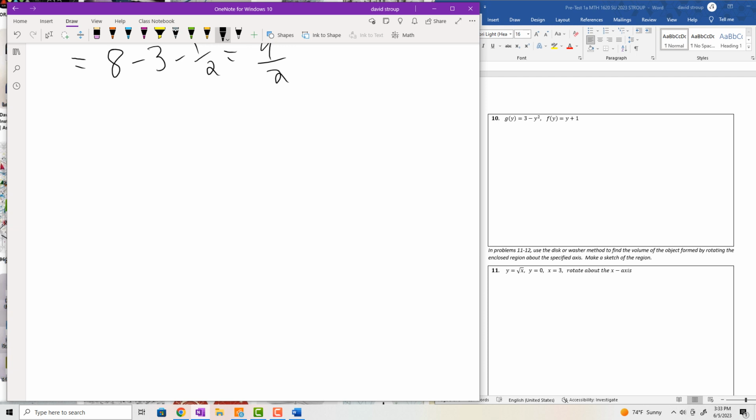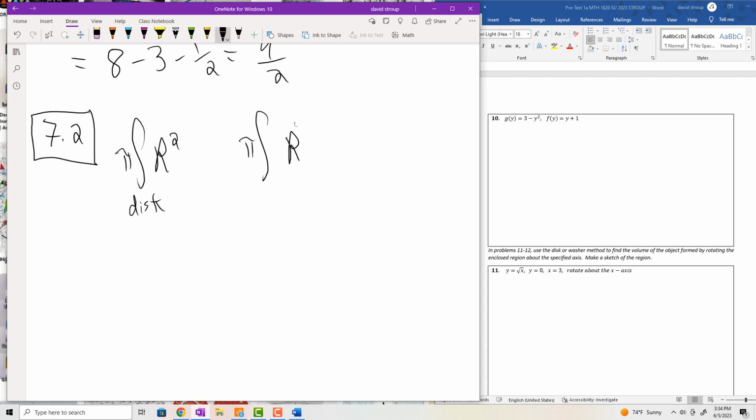where we're dealing with disk or washer. So the formulas for these, you'll be looking for a radius function. If it's disk, it'll be pi r squared. And if it's washer, you need a big radius and a small radius.